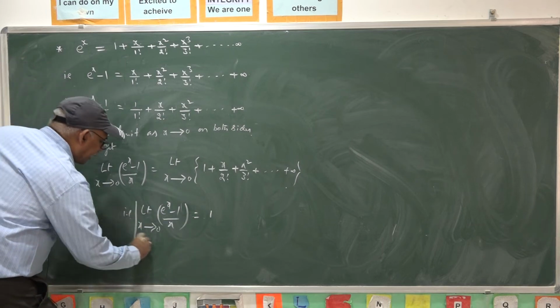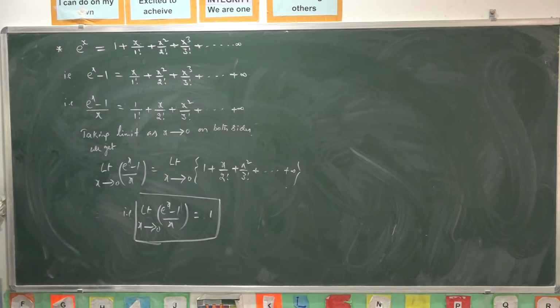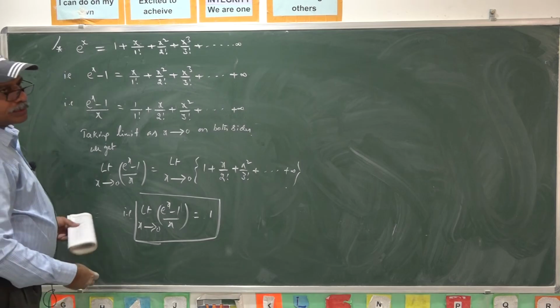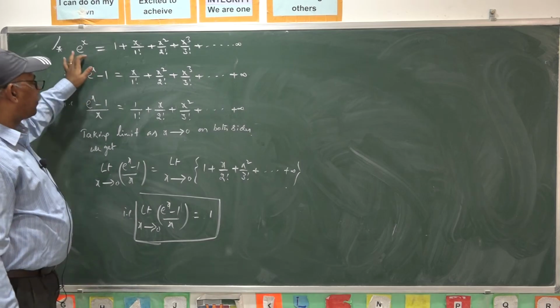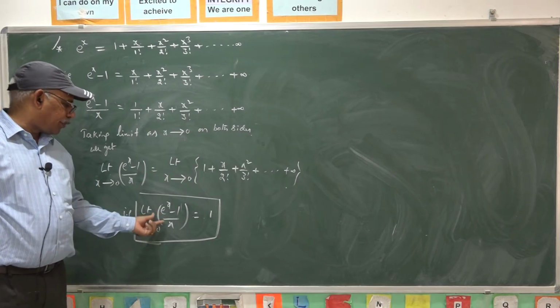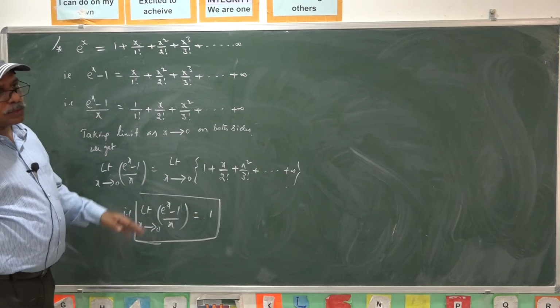This is an important result. Limit as x goes to 0, (e power x minus 1) by x is always equal to 1. This is based on the infinite series expansion of the exponential function. You can find this limit. Limit as x goes to 0, (e power x minus 1) by x is always equal to 1.